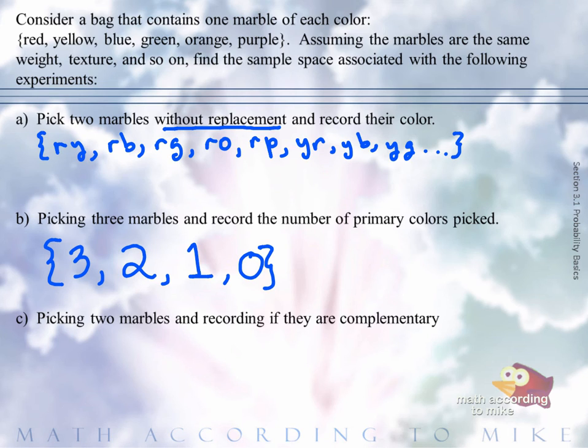Part C, you're going to pick 2 marbles and record if they are complementary. Now don't freak out. Complementary colors will never be asked past this question. Complementary colors are colors that are opposite of each other on the color wheel. So red is opposite green, yellow is opposite purple, and blue is opposite orange. So if, for instance, you picked red and green, and I asked you, are those complementary, what would you say? Yes. And if you picked yellow and blue, and I said, are those complementary, you would say, nope. So the sample space is yes, no.